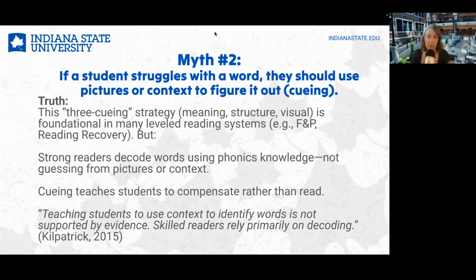So they'll look for, does it make sense? What's the structure of the text? And are there any pictures or images that are going to help me figure out what I'm reading? Basically using those context clues.